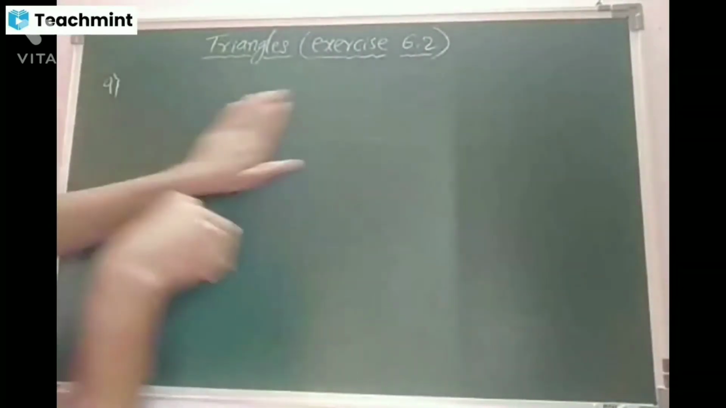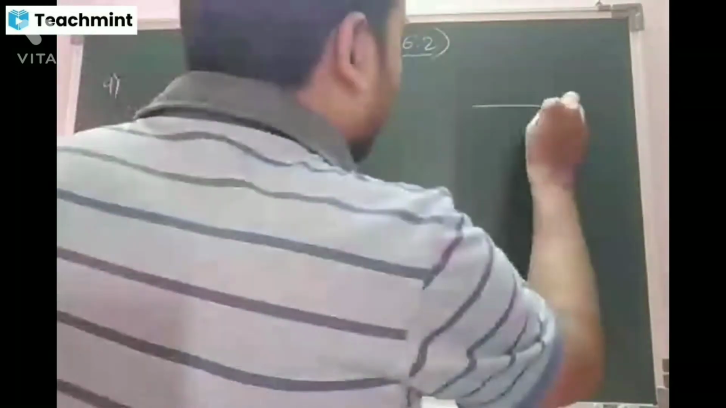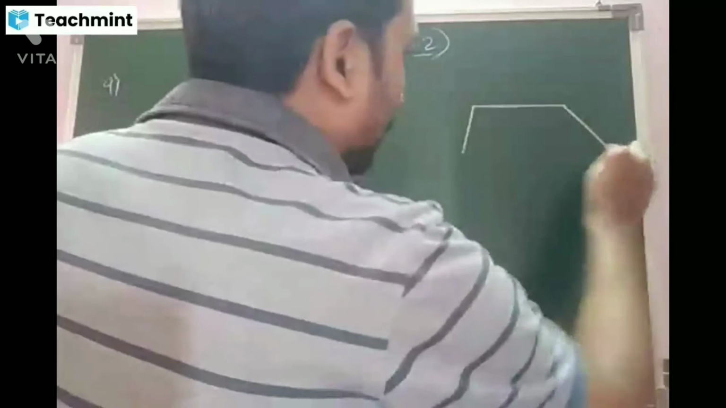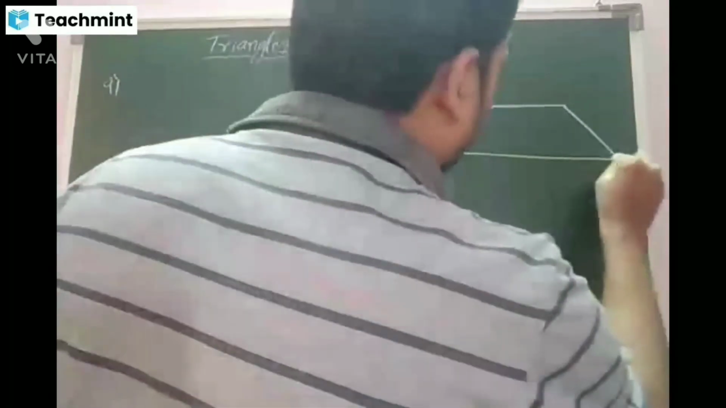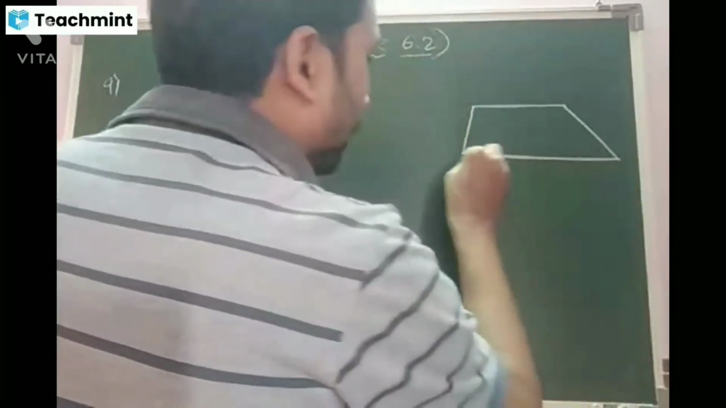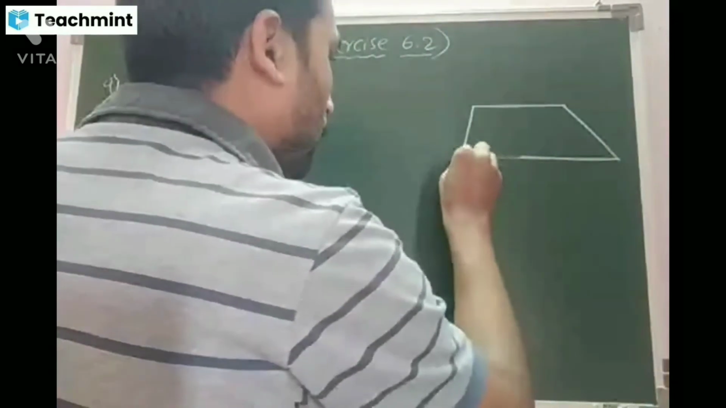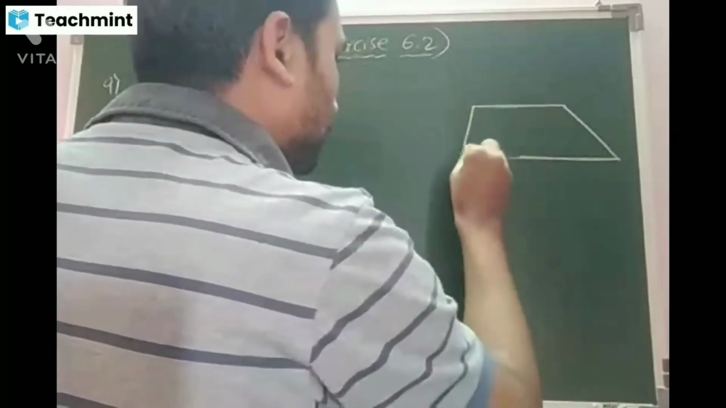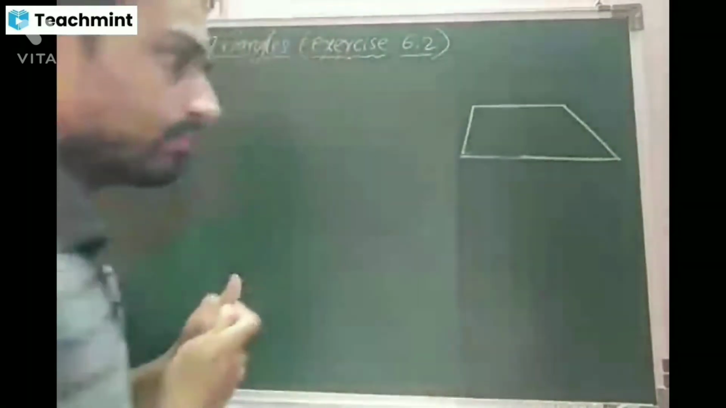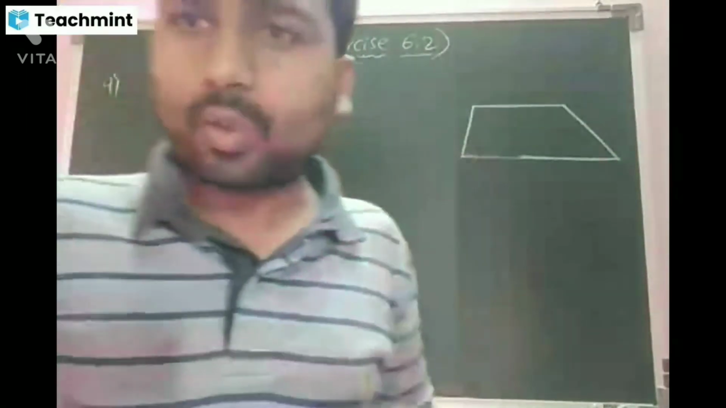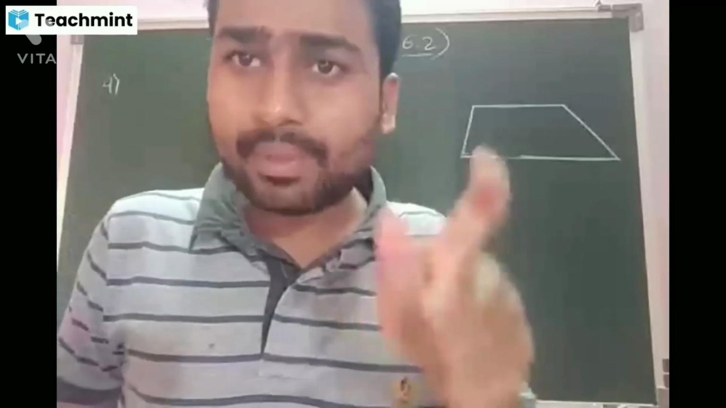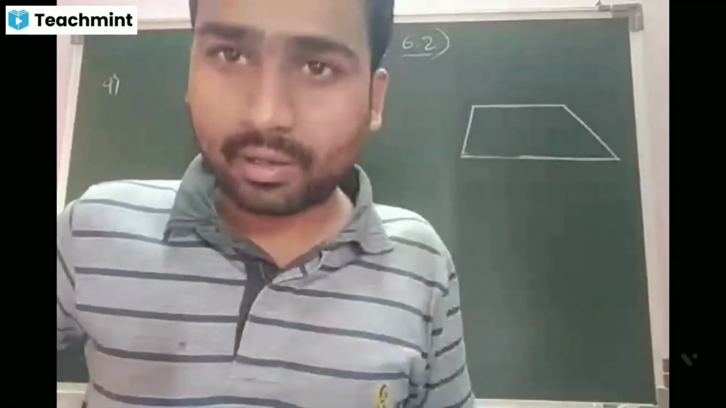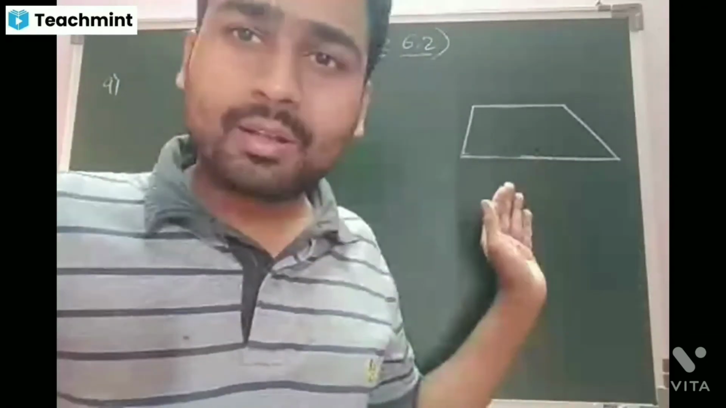So, ABCD is a trapezium in which AB is parallel to DC and its diagonals intersect each other at a point O. Show that AO by BO is equal to CO by DO. Let us check out how to do it. Beta, first try to understand the question. It is an application question of BPT to the quadrilateral.